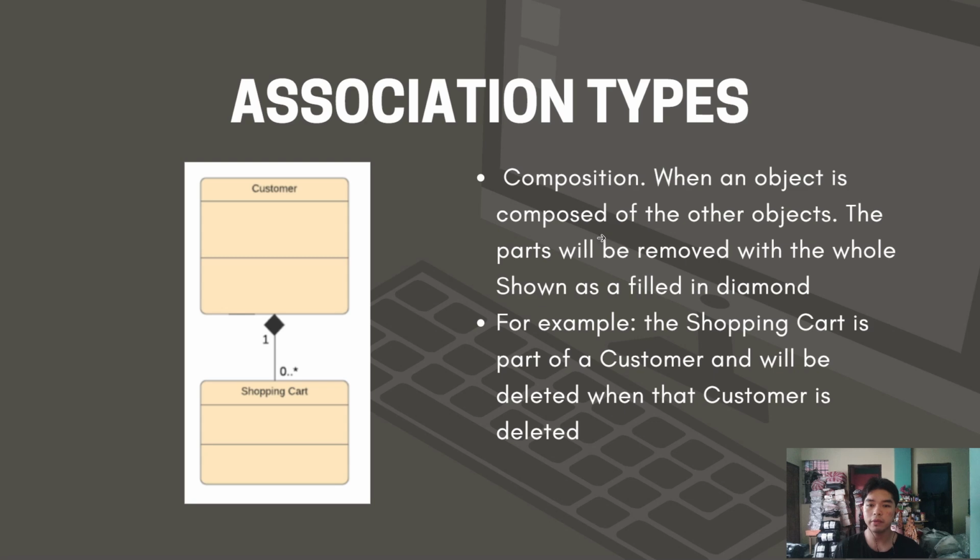Okay, moving on, we have the association types. First is the composition. When an object is composed of other objects, the parts will be removed with the whole, shown as a filled diamond. For example, the shopping cart is a part of a customer and will be deleted when that customer is deleted. So they're related. If one doesn't exist, the other will not exist either.